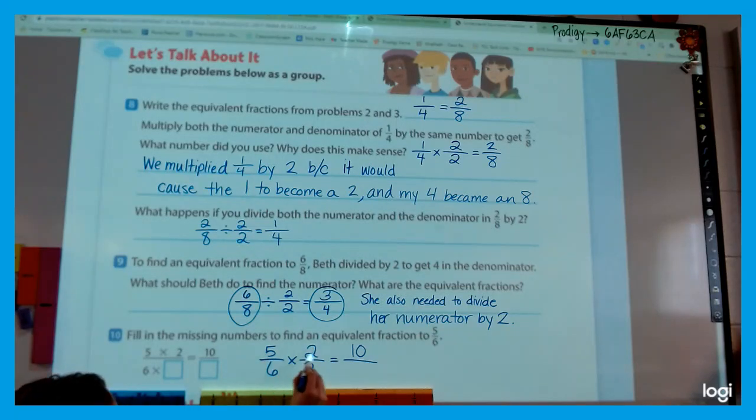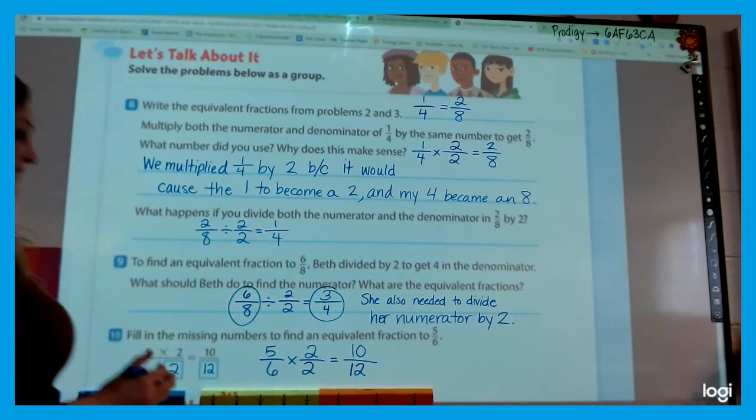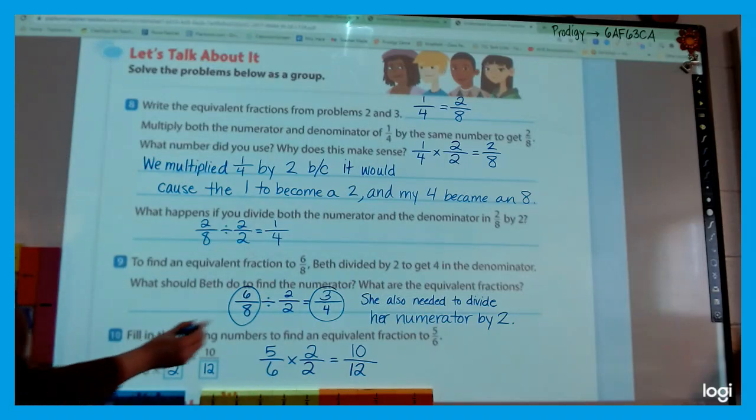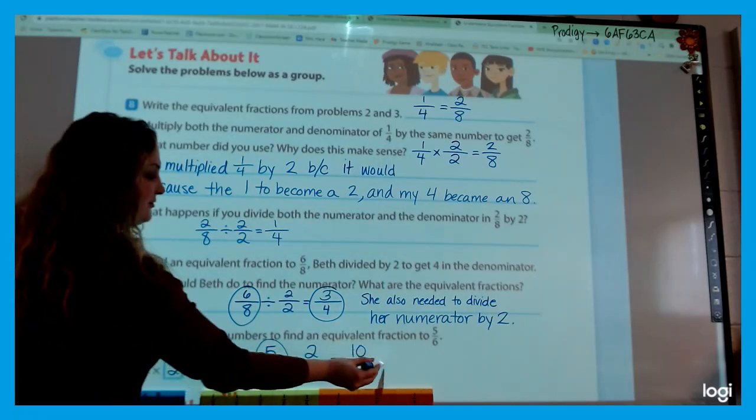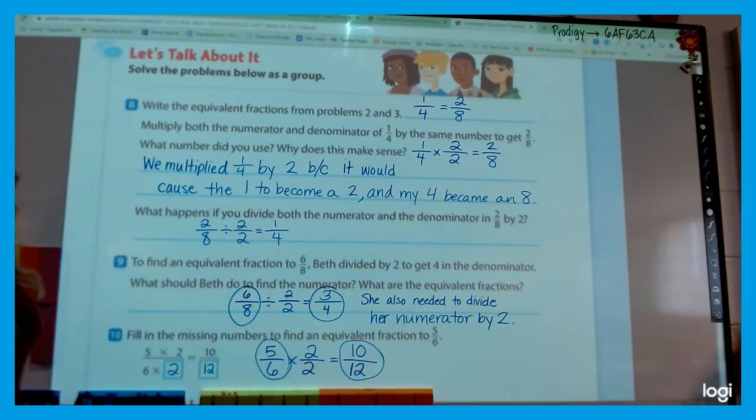So 5 times 2 is 10. She's right about that. 6 times 2 is 12. So if we go back here to fill it in, this would also have to be a 2, and this was a 12. So now we know that 5/6 is equivalent to or equal to 10/12.